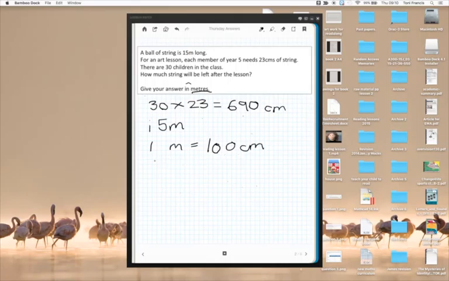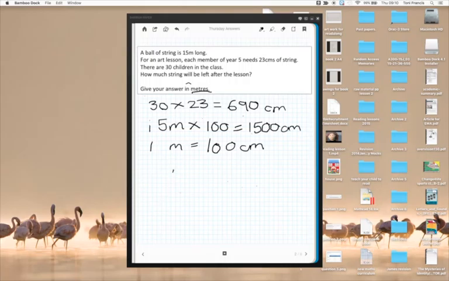High voice, low voice. To get from low to high, we've got to multiply, because to get a bigger number, I'm going to have to multiply. And what am I multiplying by? 100. So now I'm going to times my 15 metres by 100, and it will give me 1500 centimetres. Now I can work out how much is left.